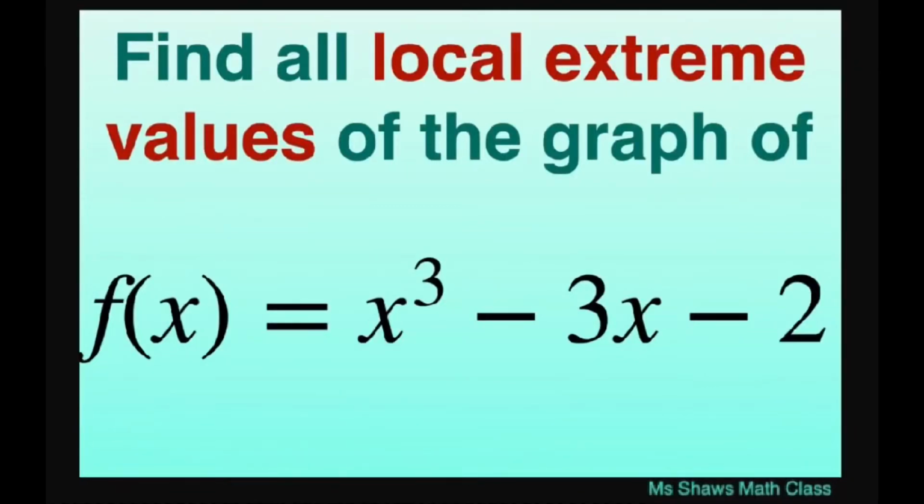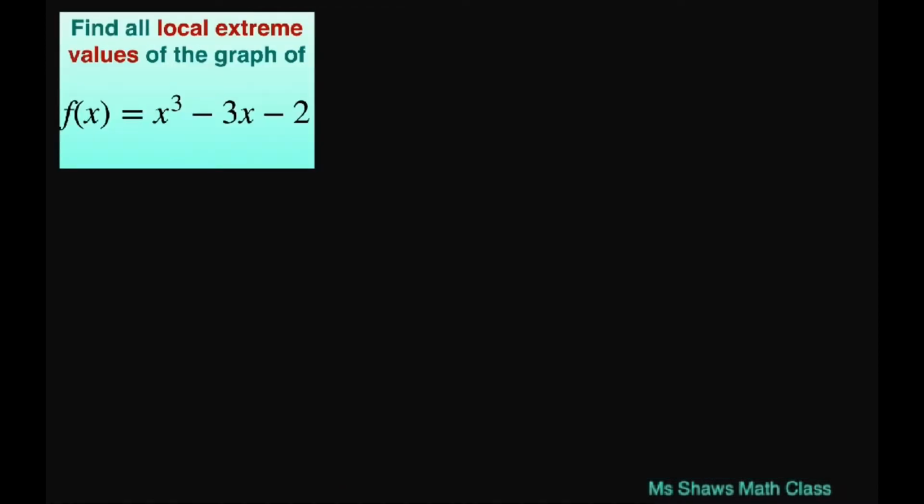Everyone, we're going to find all the local extreme values of the graph of f of x equals x cubed minus 3x minus 2. And what we're going to do is try to find the horizontal tangents, and that's going to help you find the local maximum and local minimum.